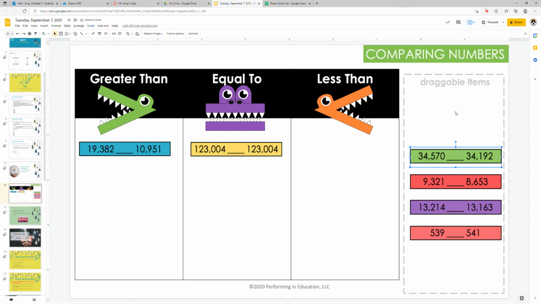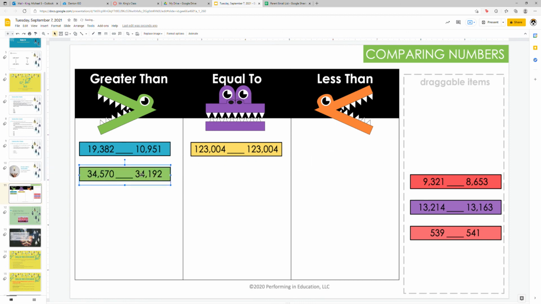Now this green one, 34,570 and 34,192. They both start with 34,000, but then in the hundreds place, the one on the left has a 5 in the hundreds place. The number on the right has a 1 in the hundreds place. So that number on the left, 34,570, is greater than the number on the right, 34,192. So it goes in the greater than column.